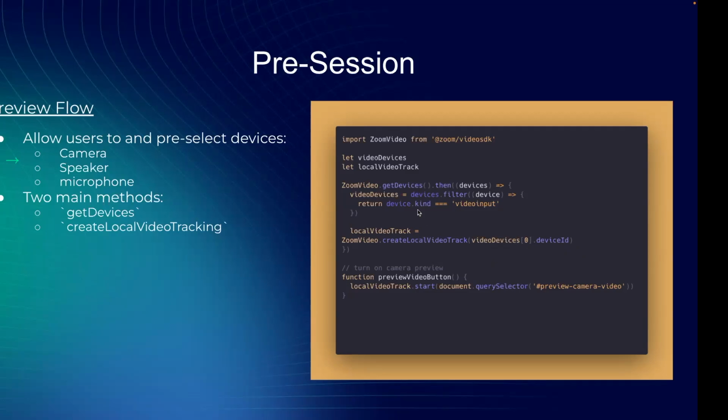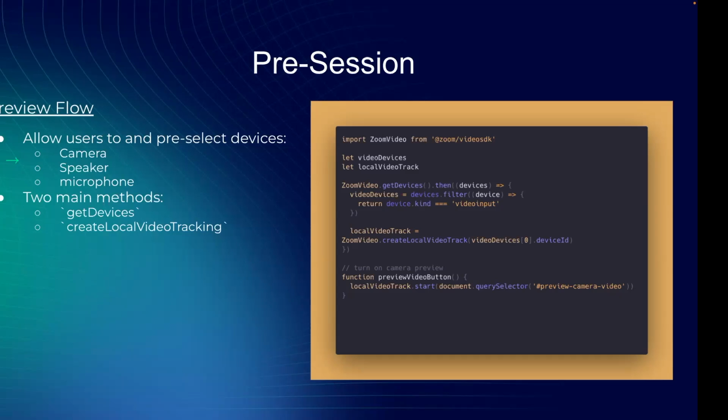Then when we want to turn on the camera for our preview, we create a function, preview video button, and then we run the start method. This allows us to start our camera, use that local video track or local media, and append it to the HTML element preview camera video. That's the HTML element where the video appears.